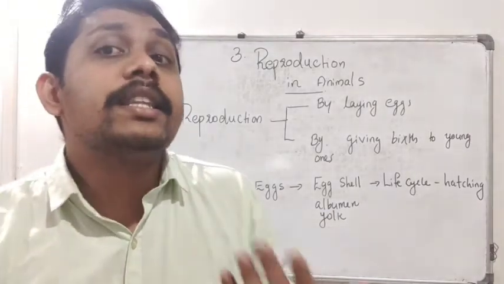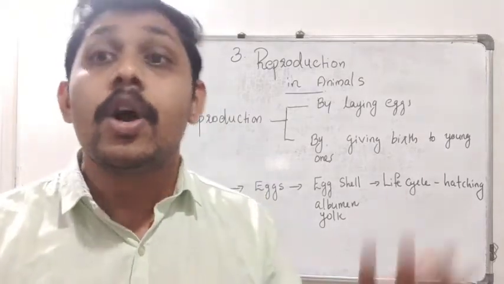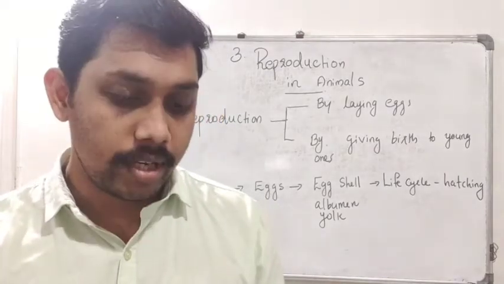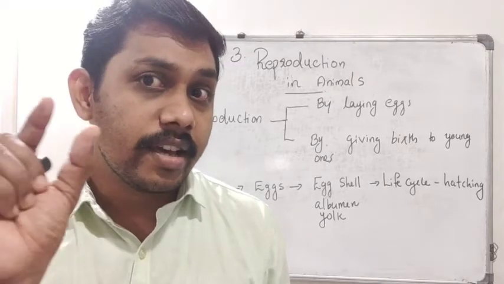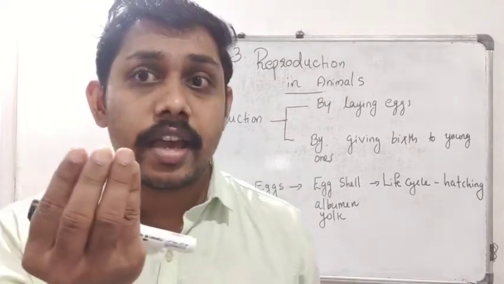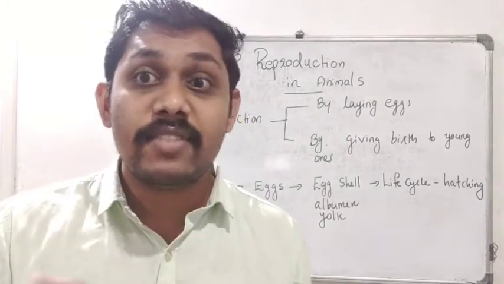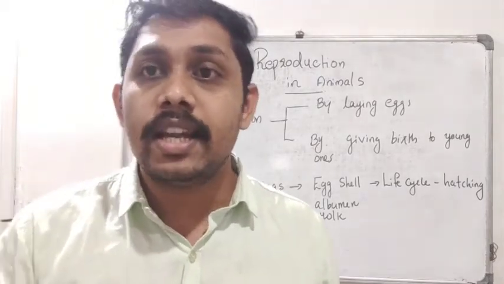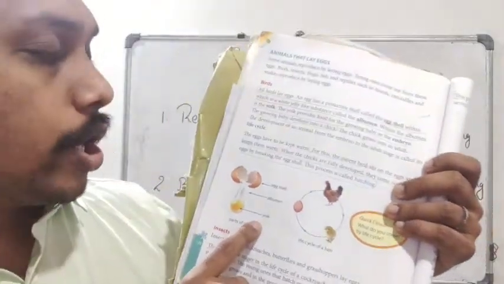So there is a protective shell which is called eggshell. Inside the eggshell there is a jelly-like substance which is called albumin, and there is also a yellow substance that we can see in the egg, which is called yolk, within the albumin. It is yellow colored. You can see the structure of the egg in this textbook. Can you see it? Eggshell, albumin, and yolk.